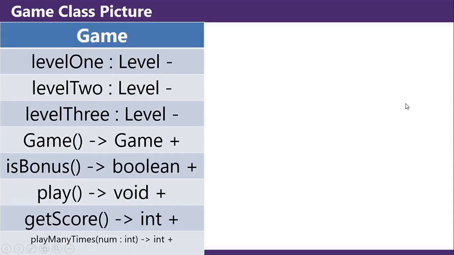This is the picture you draw for the Game class. The three Level members, and they're all private. All your methods, which are public, and then what the return type of all the methods are.